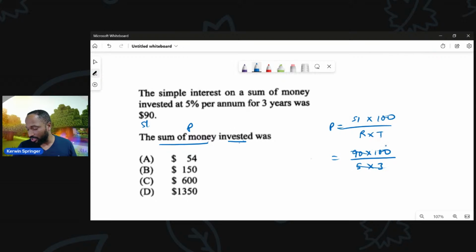15 could go into 90 how many times? Take your time with it. I feel like 6. No, no, yes. 1, 2, 3, 4, 5, yes. 6 times 100 is 600. 600 is the answer. We try the next one.